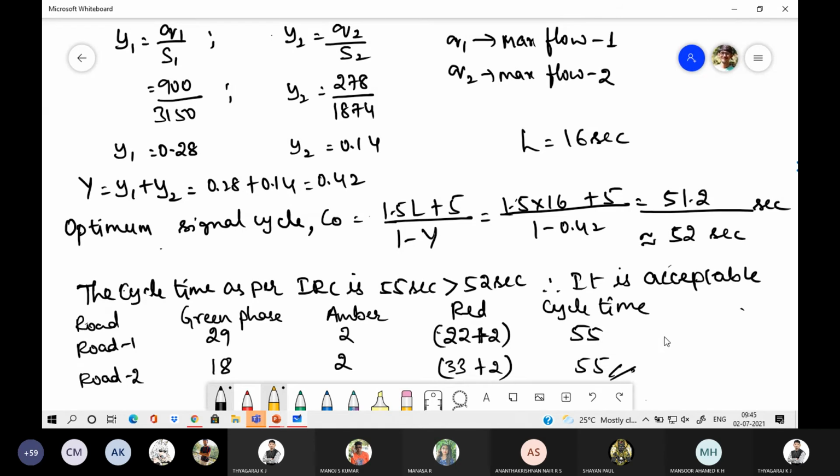This completes the problem. And write the phase diagram. I hope everyone knows how to write the phase diagram. That is, green time we have to take 29 seconds and red time we have to consider 24 seconds.